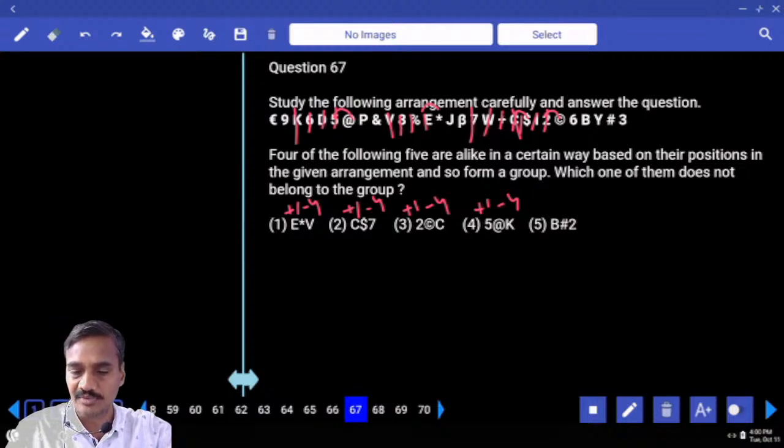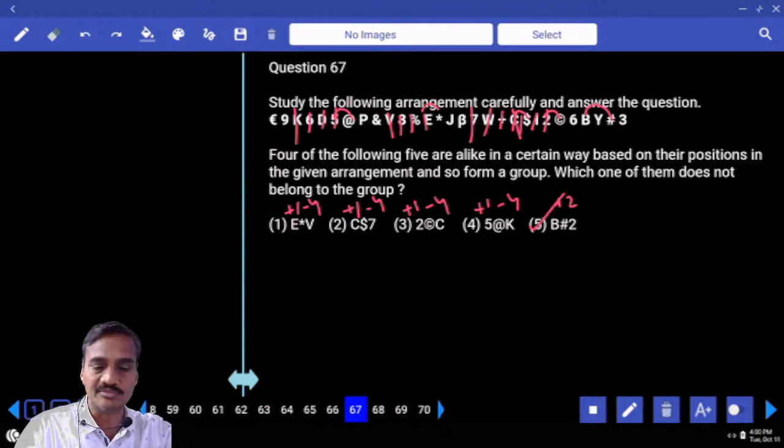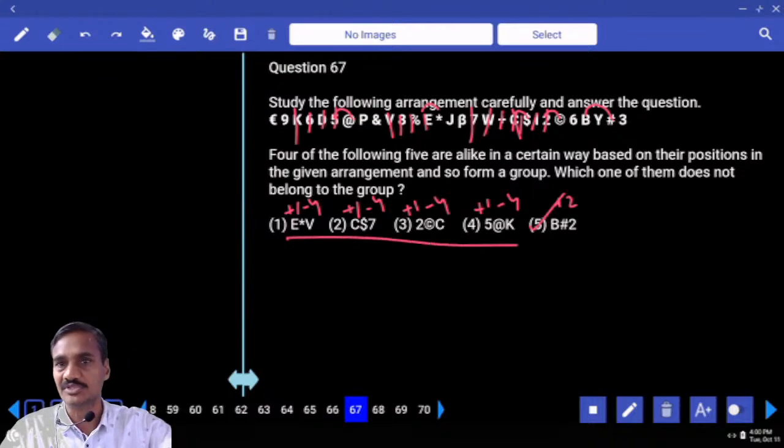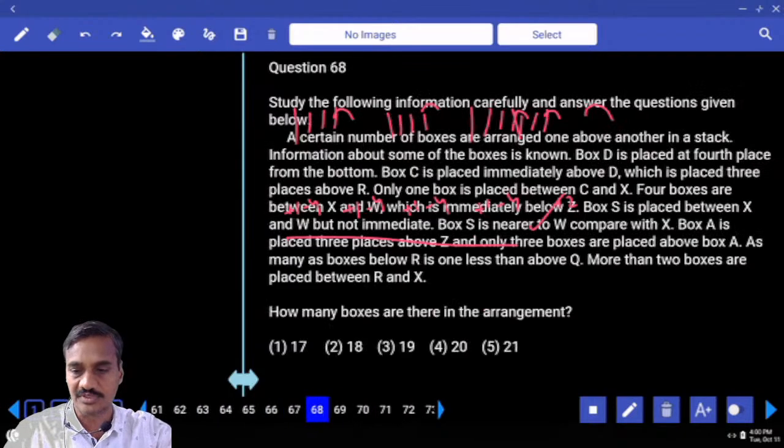And coming to the fifth one, B and hash. Now B and hash, what is the difference here? B to hash is plus 2. Hence except choice 5, in the remaining terms the difference between the elements is common, that is 1 and 4. Choice 5 is the odd one, 67.